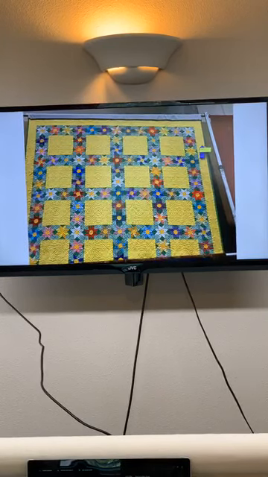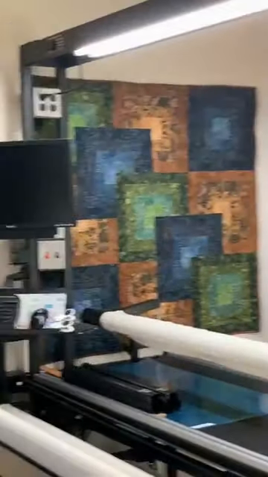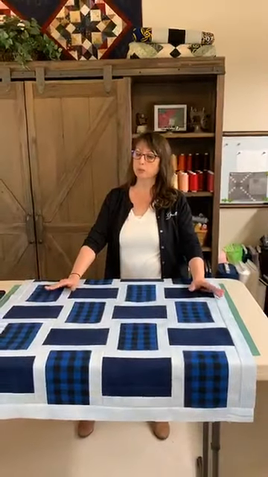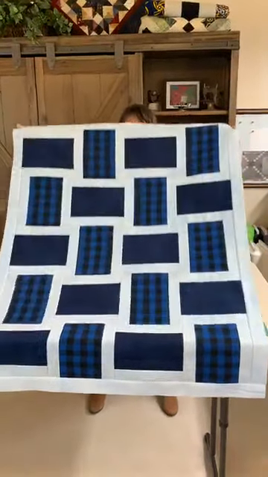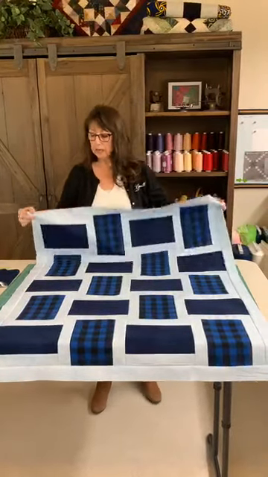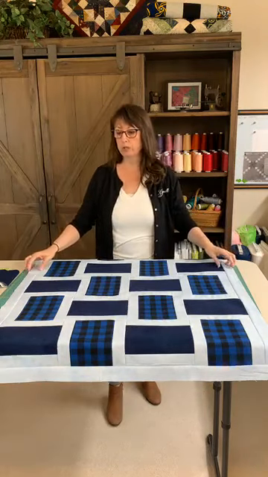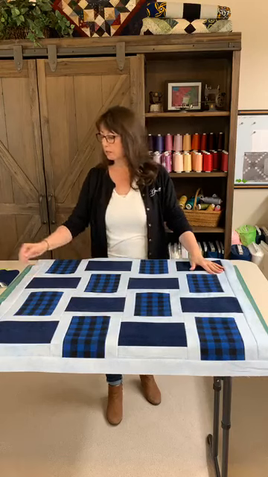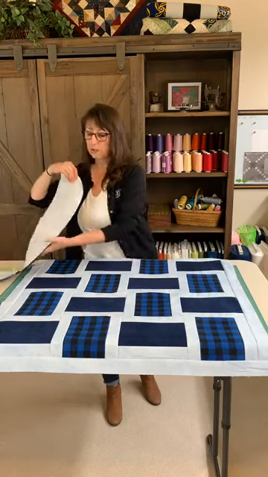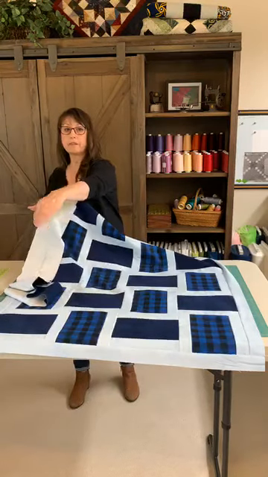So let's come back around here where my table is. We'll talk about some of the ways that we can put borders on that are going to eliminate those problems. On this little quilt, you can see that I already have the inner border on, and it has created nice square corners. It's because of the way that I put it on. I don't just take my border and sew it top to bottom and then cut off at the bottom.